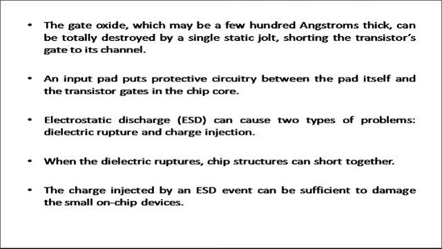The electrostatic discharge, that is ESD, can cause two types of problems: dielectric rupture and charge injection. Actually dielectric rupture is just the breaking of the transistor, the SiO2 layer gets damaged, and it may happen that whatever charge is on the external device or a person gets transferred, or the charge will be injected inside the MOS.